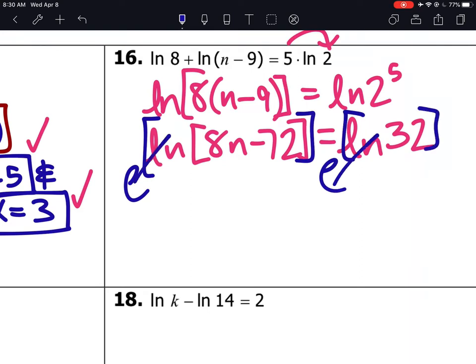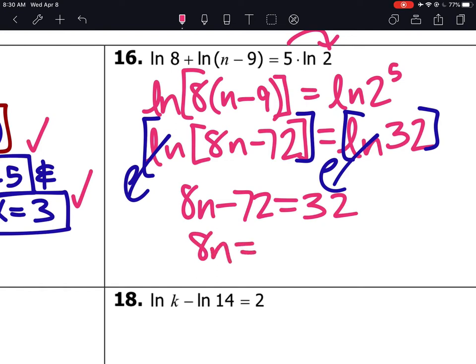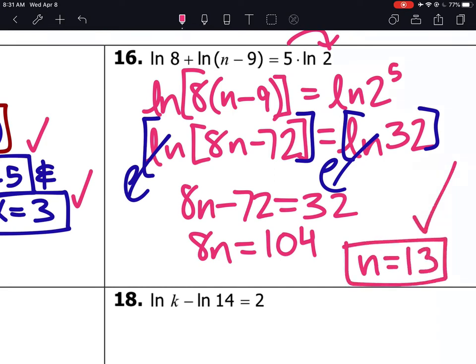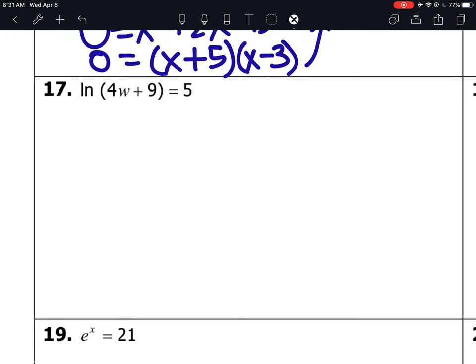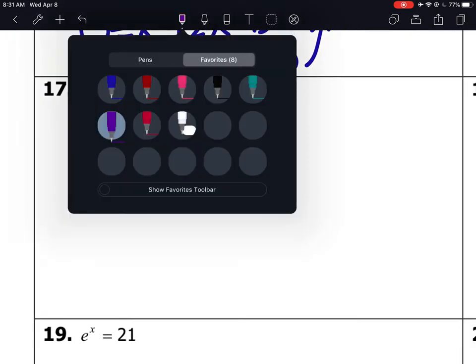Then to get rid of the natural log, I can do e to the power of both sides. And the e will cancel with the natural log. So then you'll get 8n minus 72 is equal to 32. Add 72 on both sides and you get 104, and then divide 104 by 8. And you'll exactly get 13. Make sure to always double check your work, but I already did and it works. And that's how you do 16.